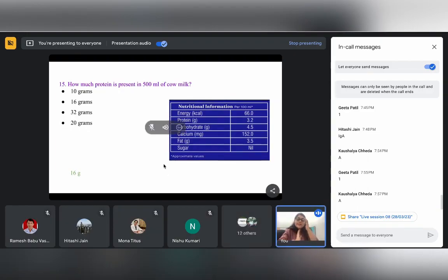Depending upon the different companies, you might see a little bit of difference here and there. But as you can see here, per 100 ml, the protein content is around 3.2 grams. So for 500 ml of cow's milk, it comes to around 16 grams. So the correct answer is option B, 16 grams. You might find small deviations, where it comes to around 15 grams, 17 grams or 16.5 grams. But this is the approximate value: in 500 ml of cow's milk, there is around 16 grams of protein.